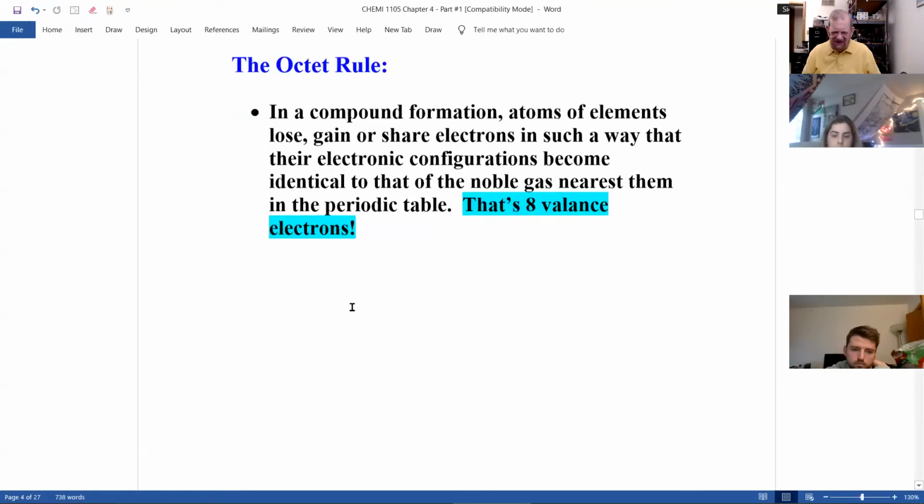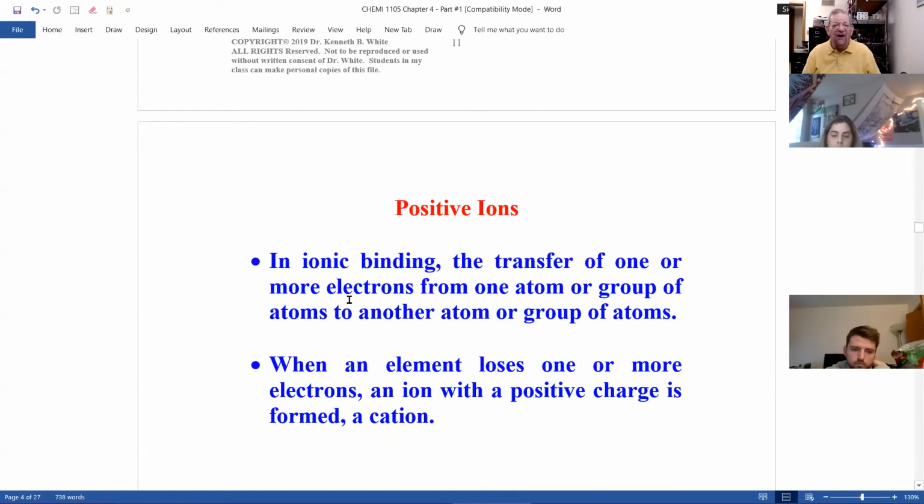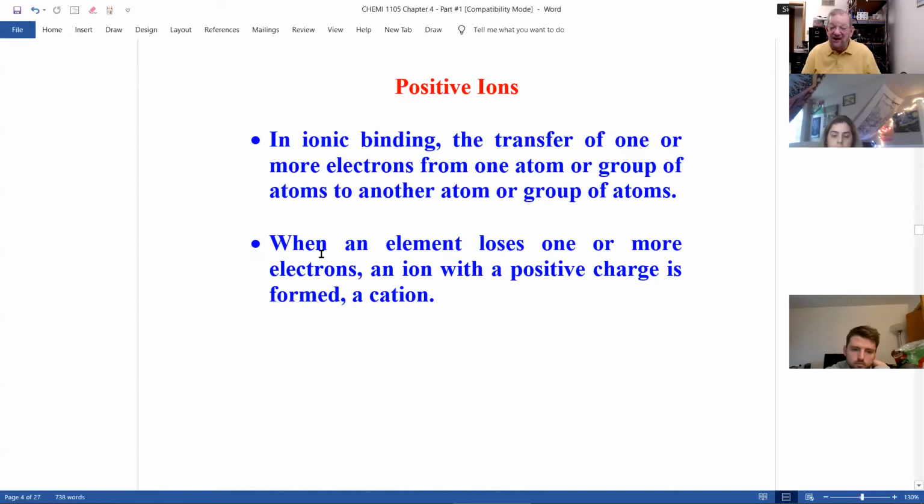So what does this all mean? Well, let's talk about elements that could, remember, they want to get 8 valence electrons. And one way of doing that is losing some electrons. When an element loses an electron, it forms what we call a positive ion. That happens in ionic bonding, where one or more electrons are transferred. When an element loses one or more electrons, you form an ion with a positive charge. And that's called a cation.